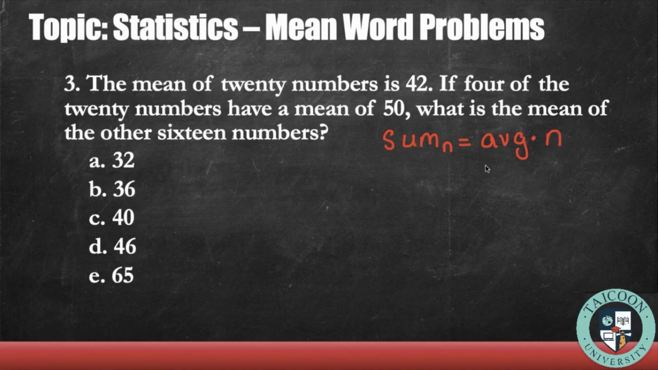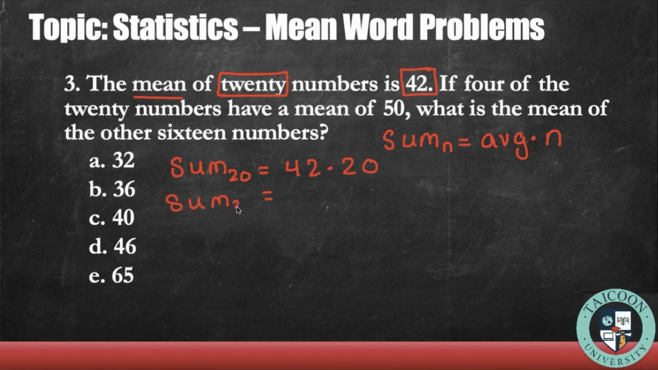Let's annotate our word problem to look for the relevant information. Our first sentence says that the mean of 20 numbers, so we have the total number of data points that we're working with, is equal to 42. So let's find the sum of those 20 numbers. The sum of 20 numbers is equal to 42 times 20. When we multiply this amount, we understand that the sum of these 20 numbers is actually 840. Notice that the problem doesn't tell us anything about the actual data points.